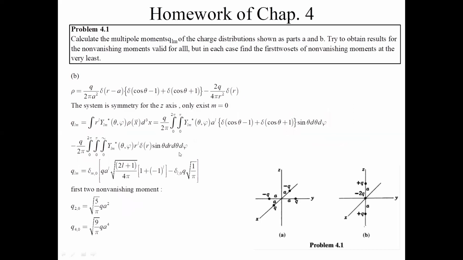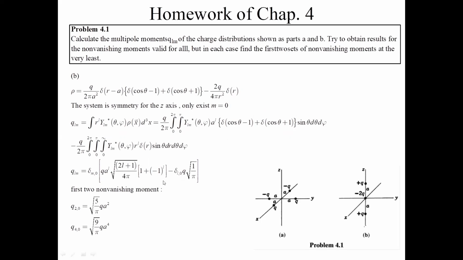And then we check problem B. In problem B, we want to calculate the multipole moments of figure B. Okay, so first we just write down the charge density. By a similar way, we can easily get the charge density in this form. And then we substitute the charge density into the multipole moments equation. Then by numerical calculation, we can get the final answers, this term.